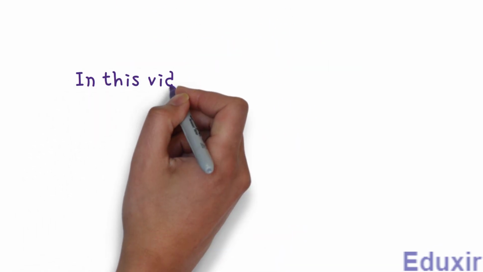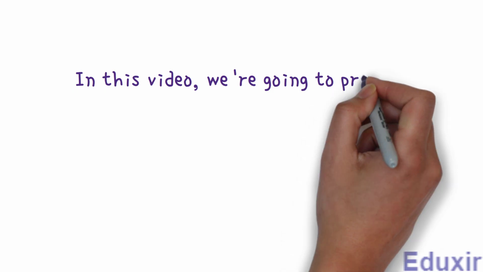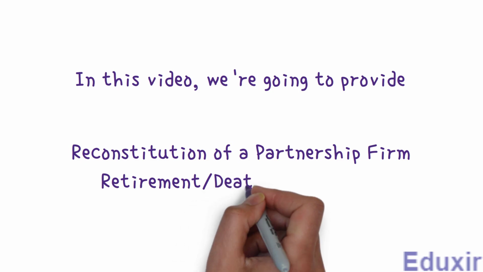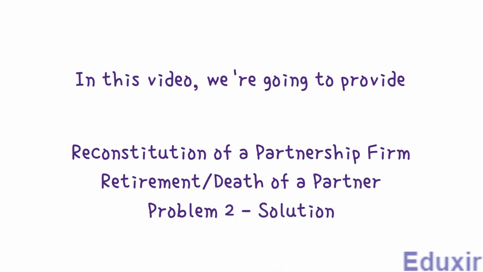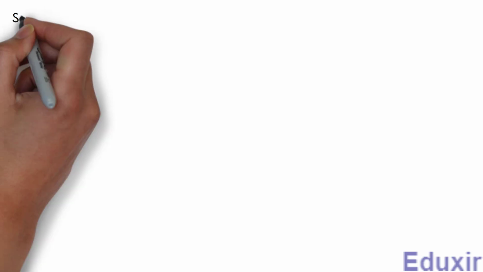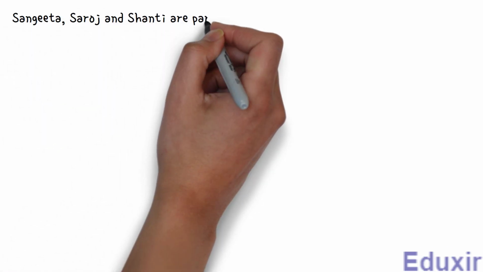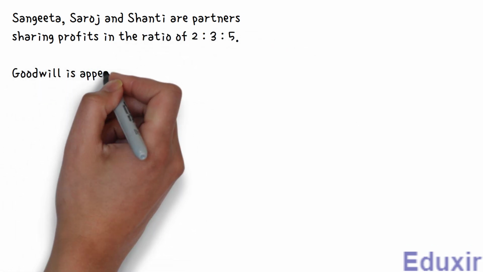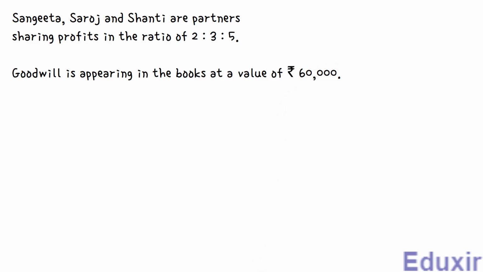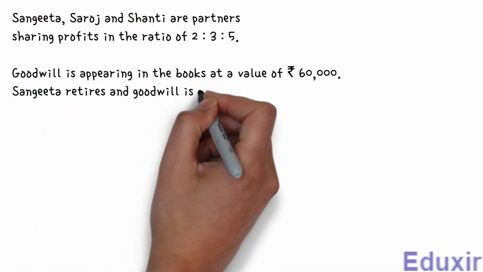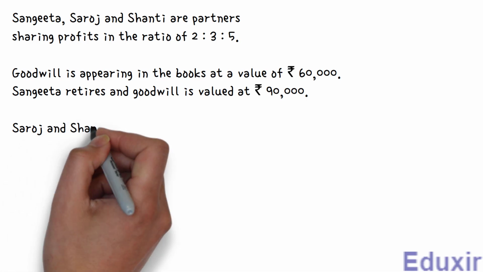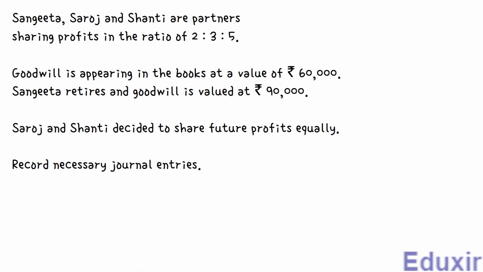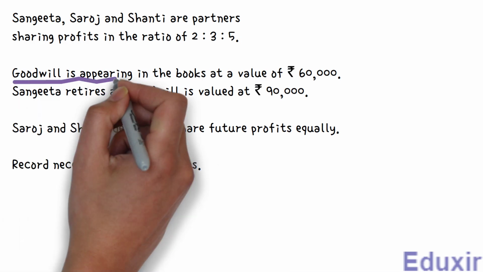In this video, we are going to provide the reconstitution of a partnership firm, retirement or death of a partner, problem 2 solution. The problem statement is as follows. Sangeeta, Saroj and Shanti are partners, sharing profits in the ratio of 2:3:5. Goodwill is appearing in the books at a value of 60,000 rupees. Sangeeta retires and goodwill is valued at 90,000 rupees. Saroj and Shanti decided to share future profits equally. Record necessary journal entries.